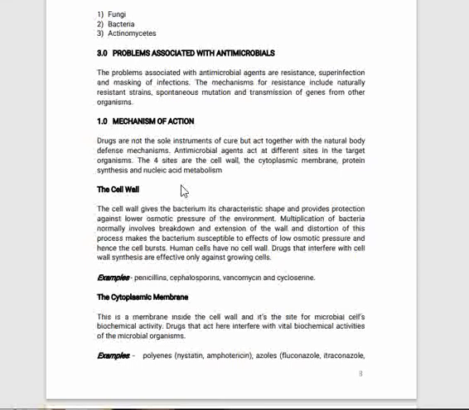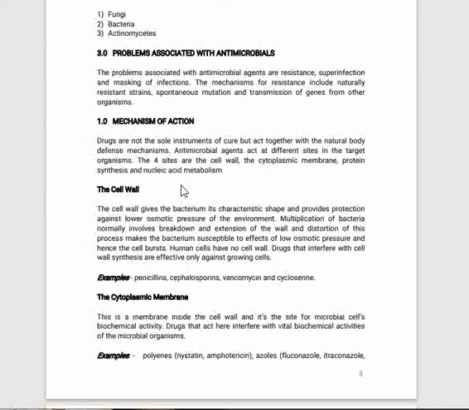So let's start with the cell wall. The cell wall gives the bacterium its characteristic shape and provides some protection, right? It also helps in multiplication of bacteria when they break down and extend. I hope you remember binary fission from high school. Multiplication of bacteria normally involves the breakdown and extension of the wall, and distortion of this process makes the bacteria susceptible. So when the drug acts on the cell wall, the multiplication of the bacteria becomes a problem. It also acts to destroy the organism, because it will not be able to multiply.